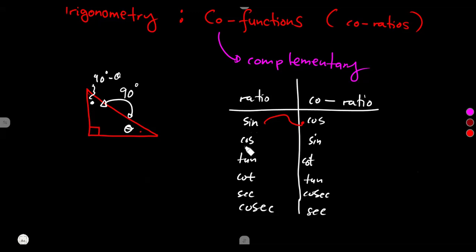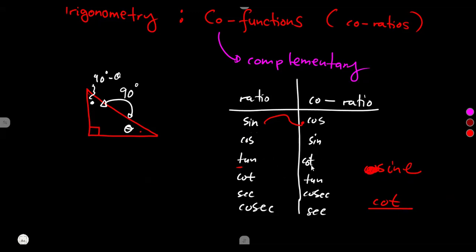Here, the co is already there, so we remove it. So it will be sine. Remember, when you say cos, it means cosine. So we remove the co and remain with sine. So this is the concept. When you have a tan, as you can see, the co is not there, so you put that co. So it will be cot, cotangent. Remember, tan is tangent. So it will be cotangent.